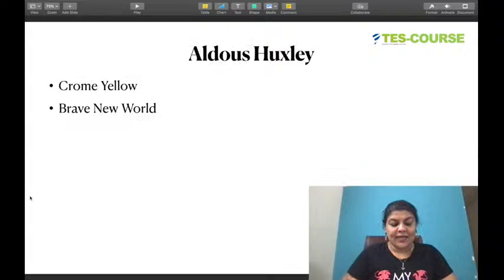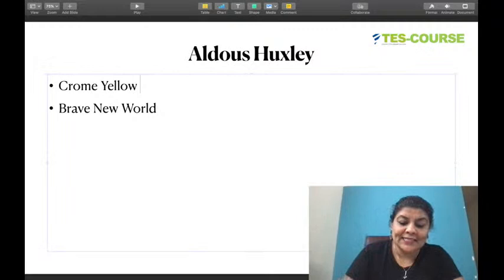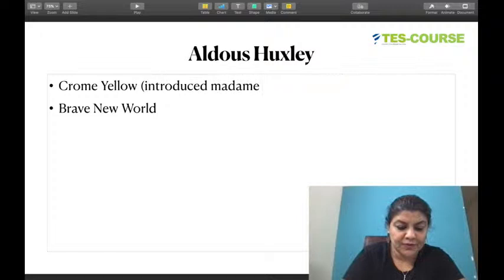Aldous Huxley was also a modernist. His first novel was Crome Yellow, his debut novel. Did you know which character is introduced there? Madame Sosostris of The Waste Land is taken from Crome Yellow.